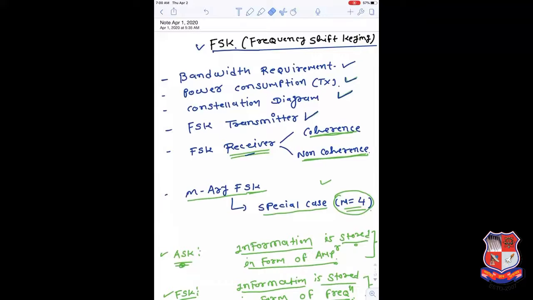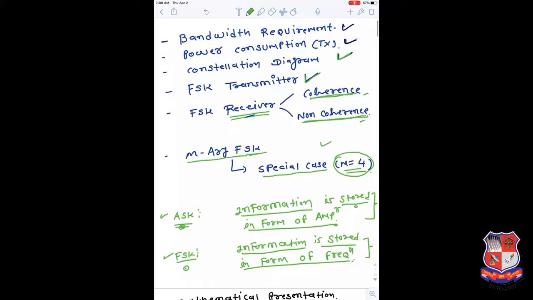Good morning everybody. Today we discuss the FSK signal, frequency shift keying, and in the same context we will discuss the various parameters of FSK, including the bandwidth requirement, then the power consumption, then we will discuss the constellation diagram, the FSK transmitter, and in the same line we will discuss the FSK receiver, coherent FSK receiver and non-coherent FSK receiver, and we will conclude the lecture after discussing the M-ary FSK signal.